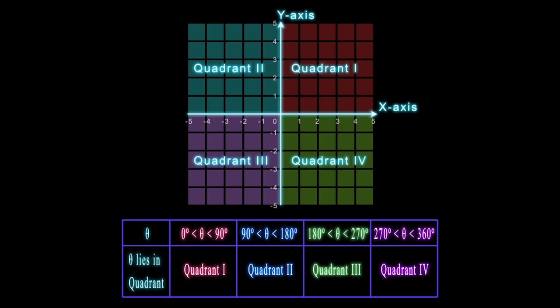When angle theta is greater than 0 but less than 90 degrees, it lies in the first quadrant. When angle theta is greater than 90 degrees but less than 180 degrees, it lies in the second quadrant. When angle theta is greater than 180 degrees but less than 270 degrees, it lies in the third quadrant. When the angle theta is greater than 270 degrees but less than 360 degrees, it lies in the fourth quadrant.